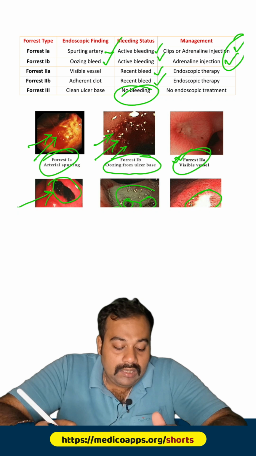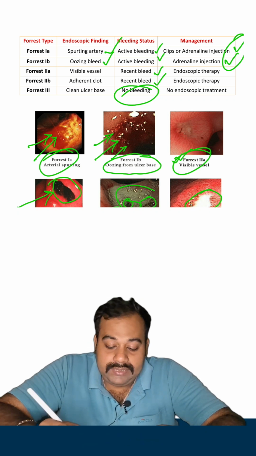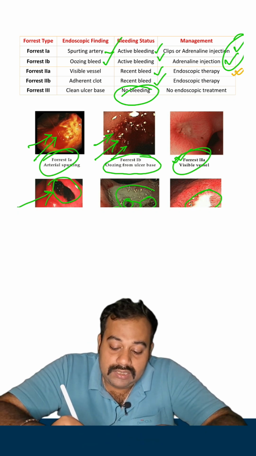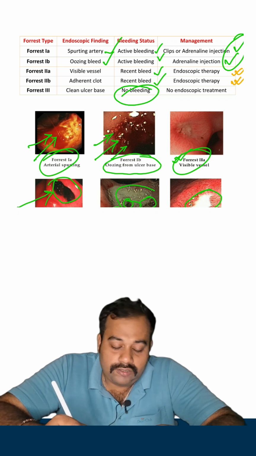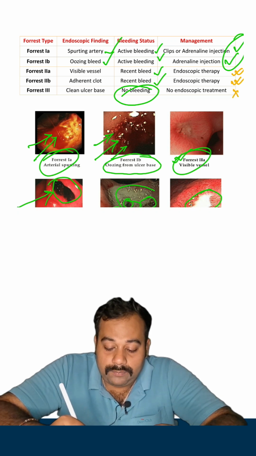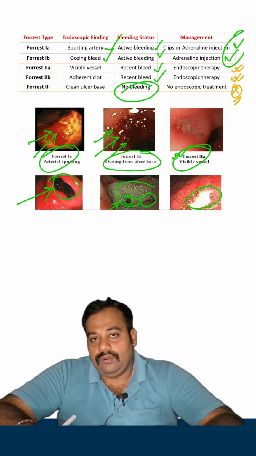Then for Forest classification 2A and 2B, endoscopic therapy is preferred, and in case of Forest 3 no endoscopic treatment is required. Okay, thank you.